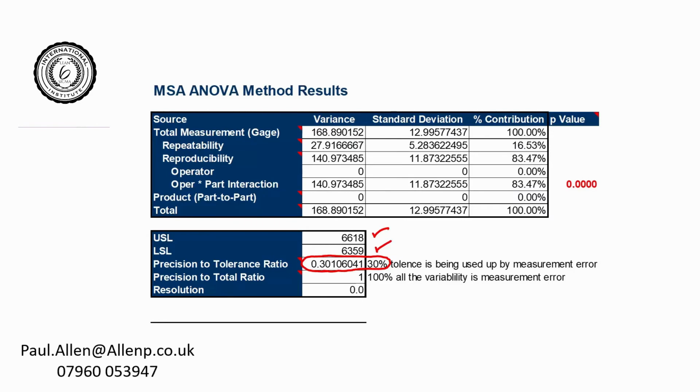Now, in theory, in answer to our first question, is my measurement system any good? The answer would be no, because that doesn't meet up to our guideline reference of wanting this to be at 0.1, which is the equivalent of just 10% of my tolerance being used up by measurement error. But in this instance, this measurement system is okay. And we're going to have a look at some other diagrams to just make the point.